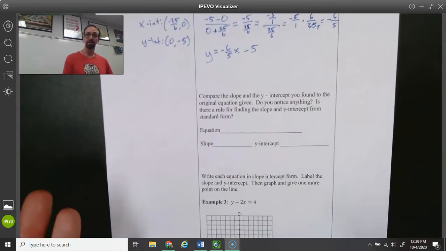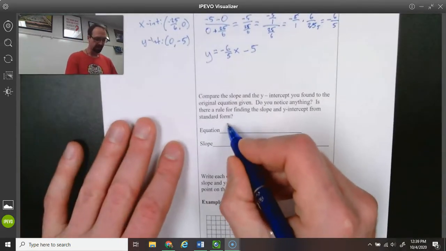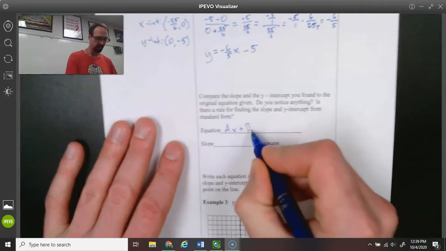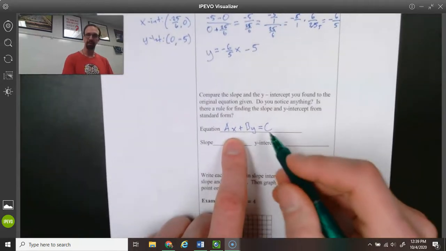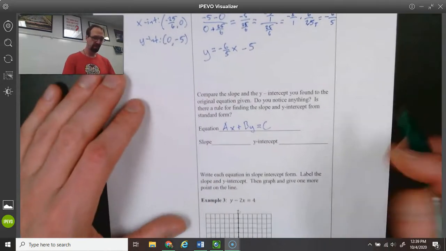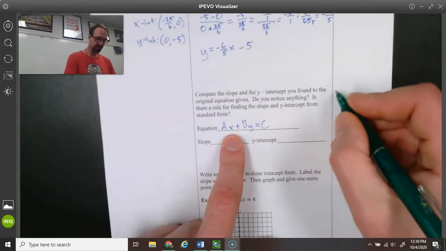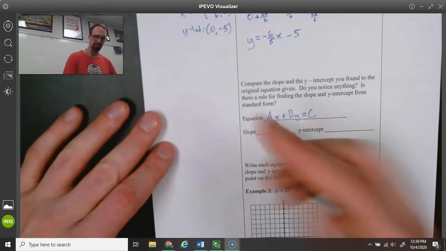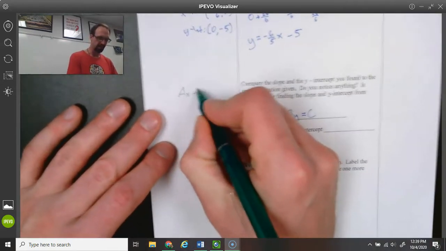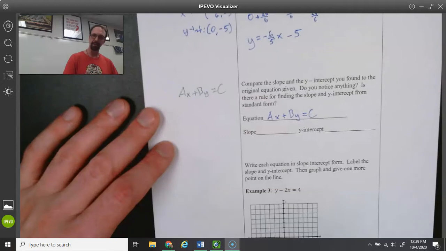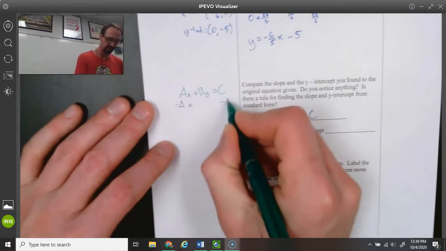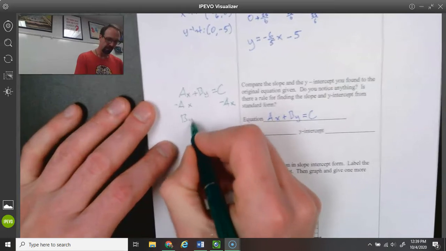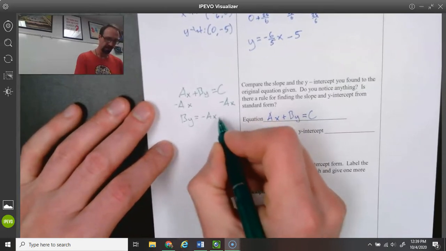So if our equation in standard form is ax plus by equals c, think about what you're going to do mathematically if you're trying to get the slope. We'll just do this off to the side. If I have ax plus by equals c, to find the slope I'm going to convert this to slope-intercept form. So I'm going to subtract ax on both sides. So I have by equals negative ax, or opposite ax, plus c.